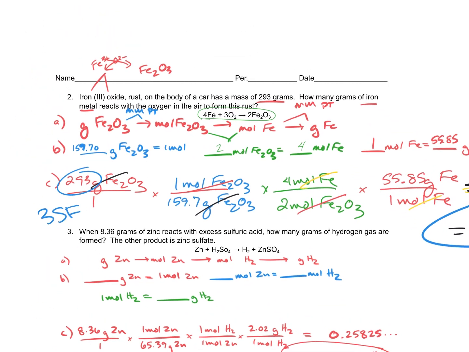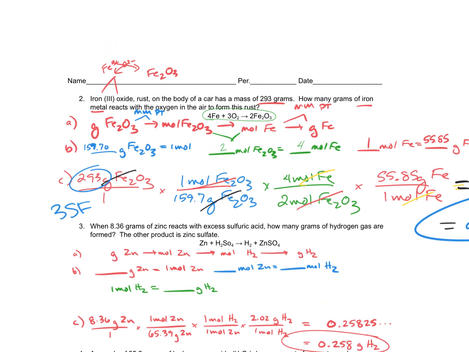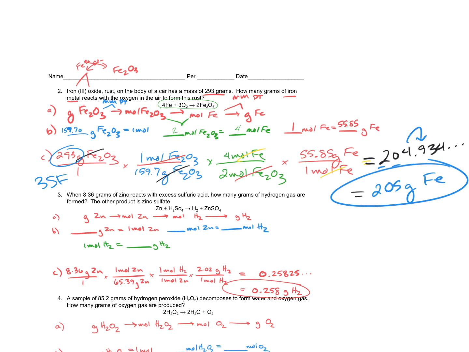Question 2 uses the reaction between iron and oxygen to produce iron 3 oxide. This is one I did in class for every section, so I'll just leave the solution here so you can see it, but I'm not going to talk through it.